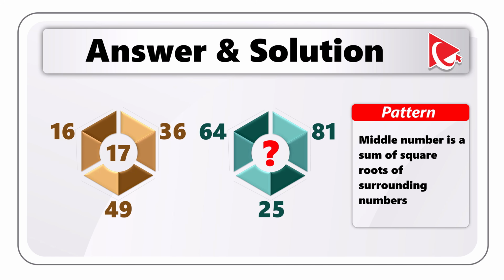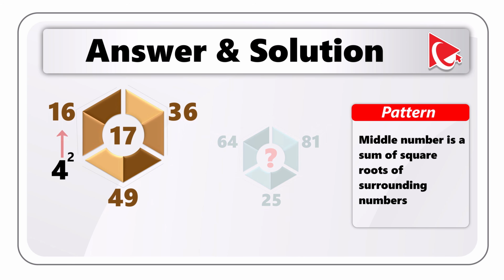Let's look at the example. For shape 1, 4 squared equals 16, 6 squared equals 36, 7 squared equals 49. Then the middle number is calculated as the sum of 4 plus 6 plus 7, which would be equal to 17, and that's the middle number.